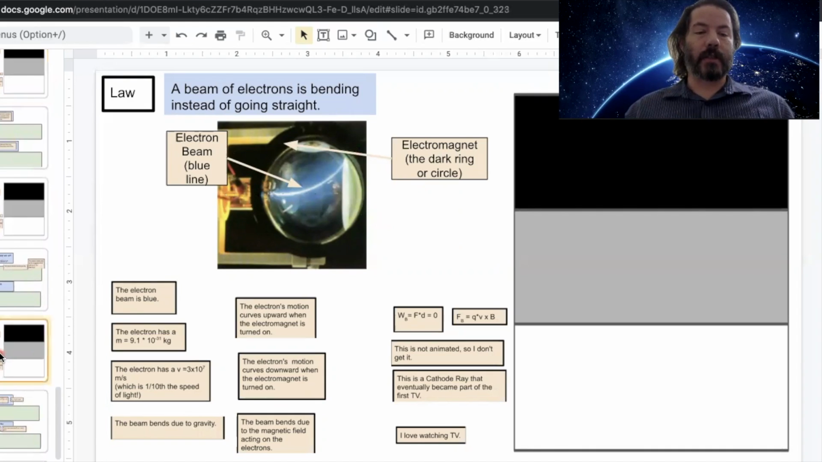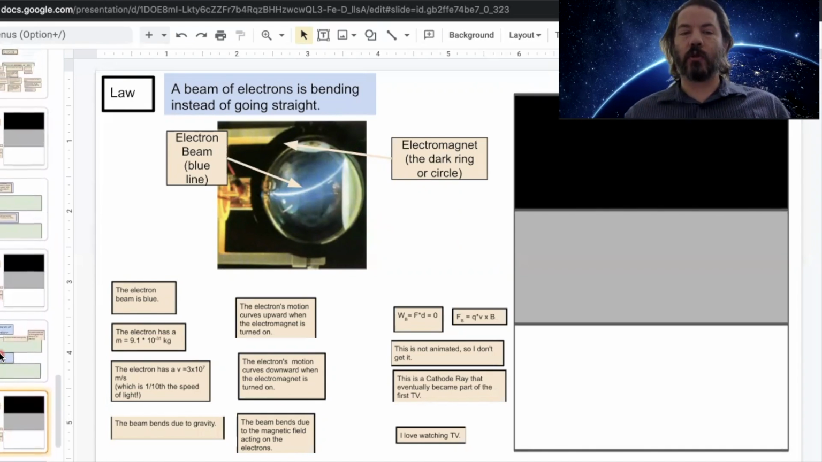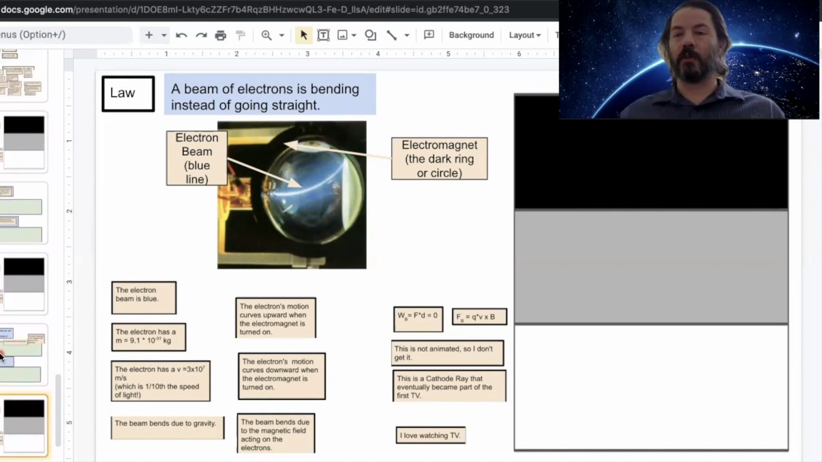So you have a couple of slides with that, and that should be it for this assignment. So do your best, explain why you're thinking what you're thinking, and we will discuss it and give you some feedback.